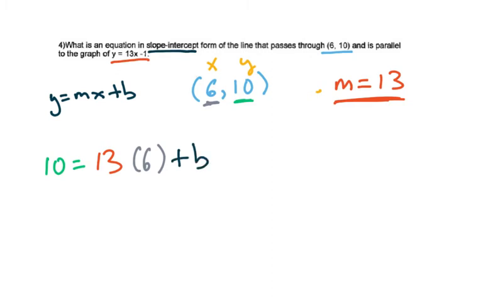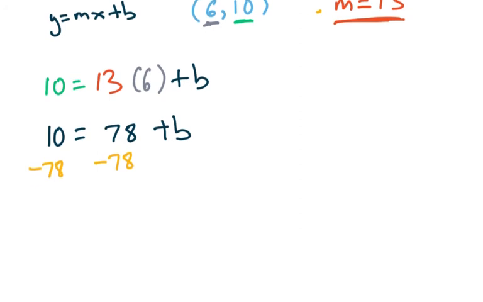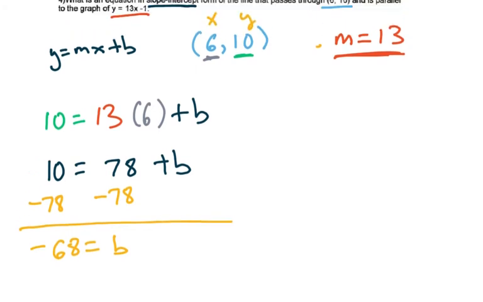So we solve this. This is going to give me 10 is equal to 13 times 6, which is the same thing as 10 times 6, which is 60, plus 18. 60 plus 18 is 78, plus b. And then I'm going to subtract 78. I'm going to get negative 68 is b.